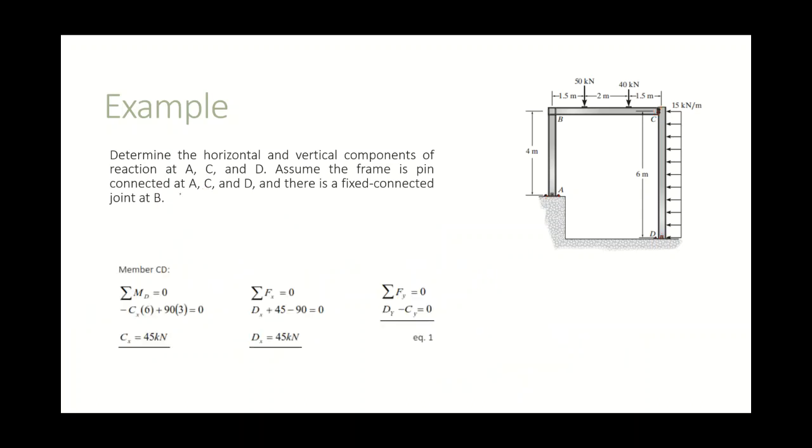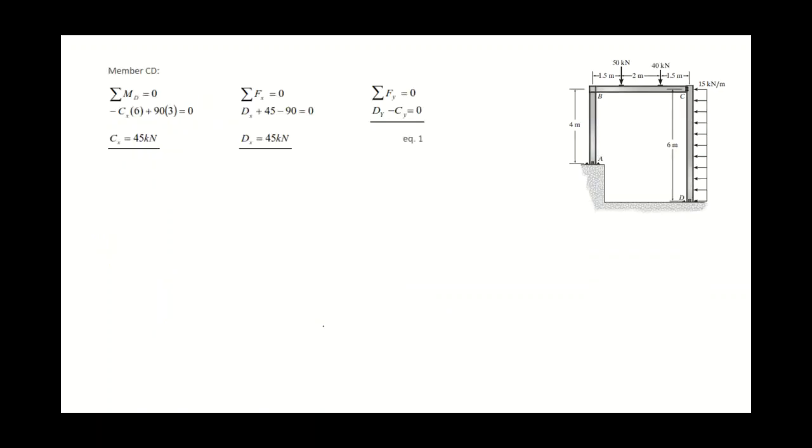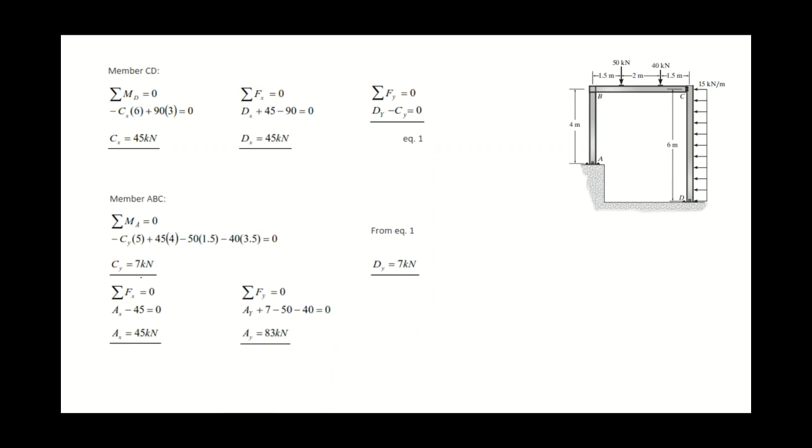There. Number CD, this is the answer. This is CX, correct, 45. DX, 45. Then, we take moments. We get CY, AX, AY. Okay, so from here, try to solve using the FBD that I have drawn. So, these are the values.